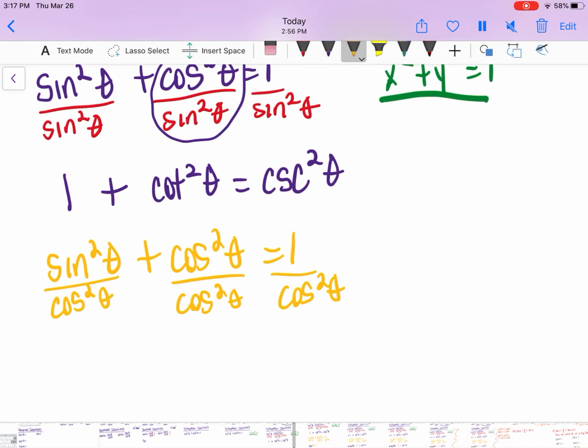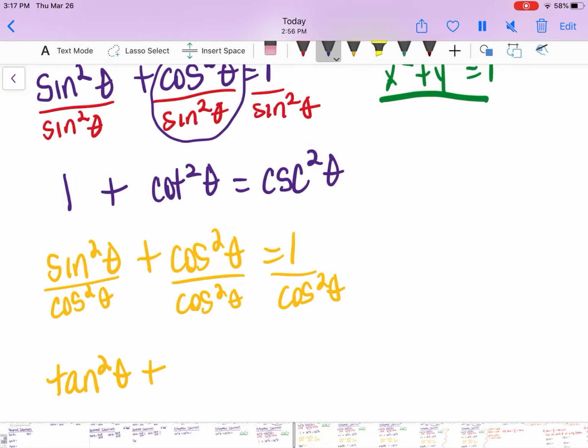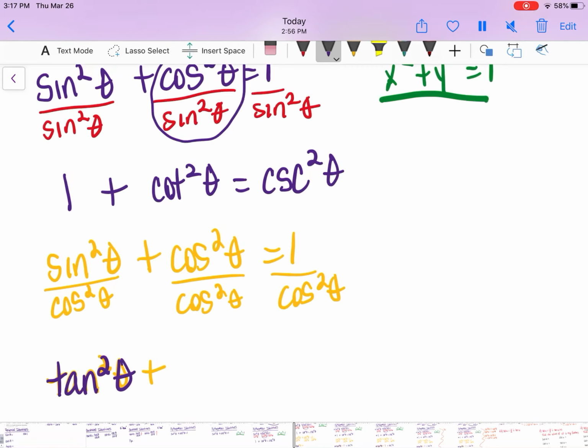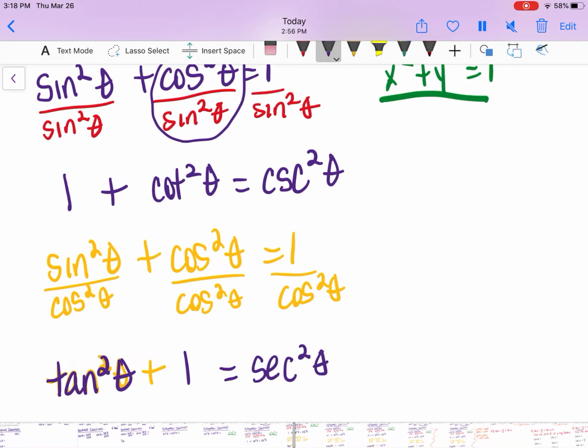then my first term, sine over cosine, that was one of our quotient identities again. Once again it's squared, so sine squared theta over cosine squared theta is just going to be tangent squared theta. Second term, cosine squared theta over cosine squared theta, that just cancels out. So that's a 1, and I'm going to write this in purple just so all three of our Pythagorean identities will be in purple. And then 1 over cosine, that's a reciprocal, equal to secant, so I just make it squared.